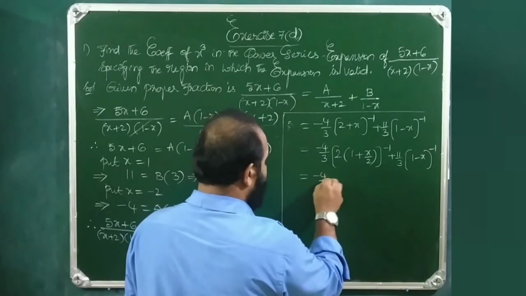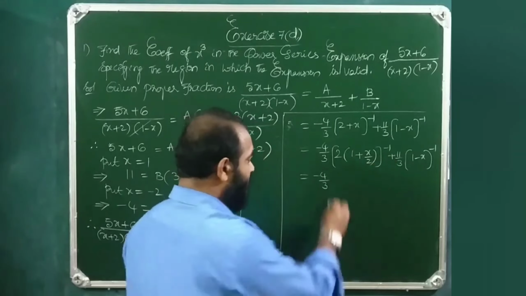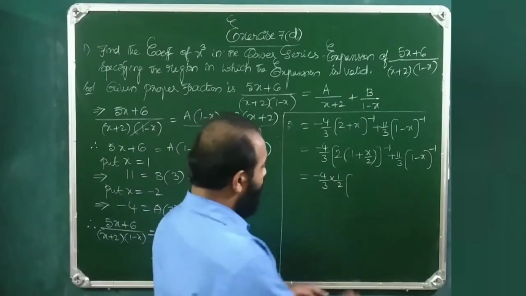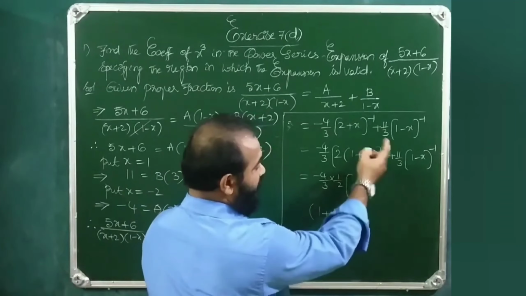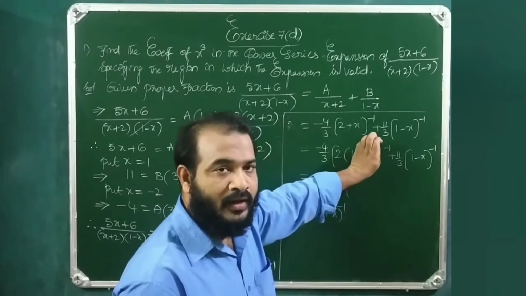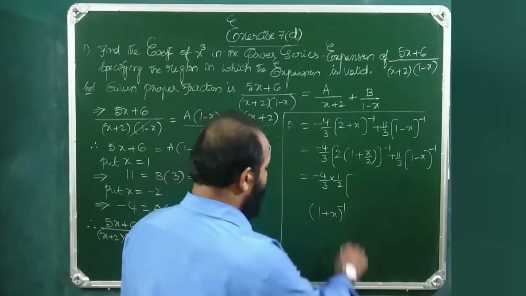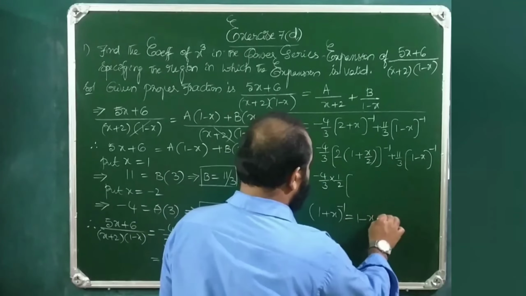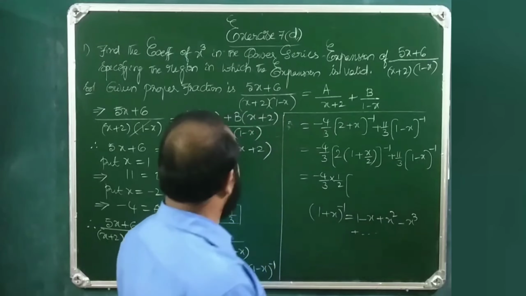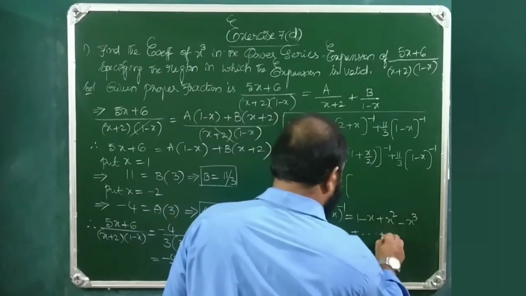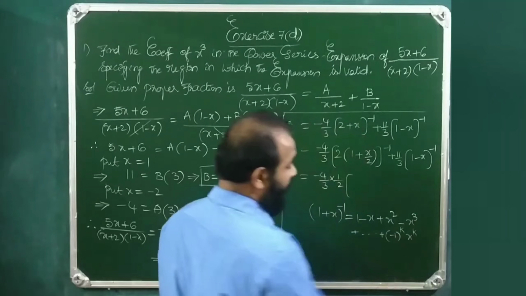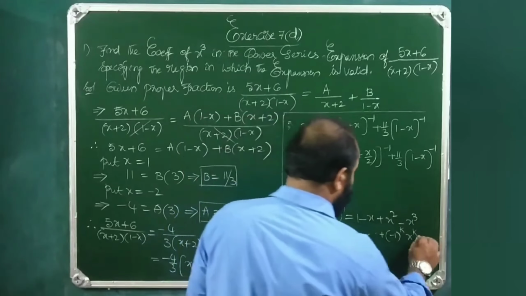So this is minus 4 by 3 into 2 power minus 1, which is 1 by 2, into, now this is the form (1 plus x) whole power minus 1. Let us suppose this x by 2 to be x. So (1 plus x) whole power minus 1, the formula for which is 1 minus x plus x square minus x cube plus etc., plus (minus 1) whole power k into x power k, this is the kth term, plus etc.